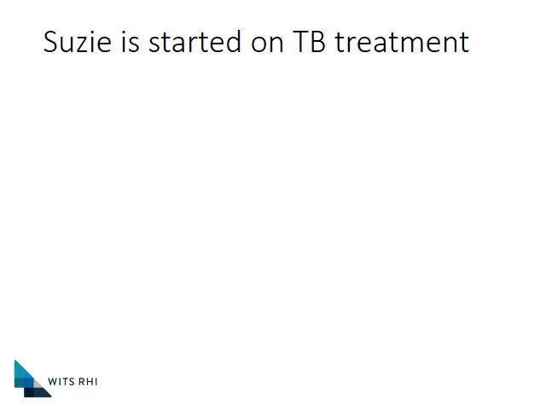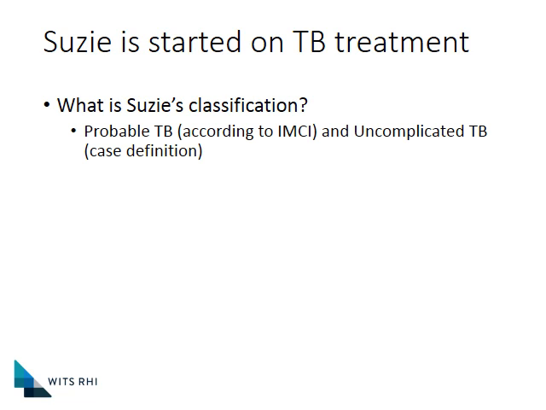So here's some of the things we need to consider. So firstly, what is Susie's classification? Remember, we said that's going to make a difference in terms of the treatment we may use. And classification is different than diagnosis. So, for example, we can classify using our IMCI, and we can also classify as we do when we report to the DOH. According to IMCI, Susie will be called a probable TB because she has various symptoms of TB, but we do not have confirmation of that contact.